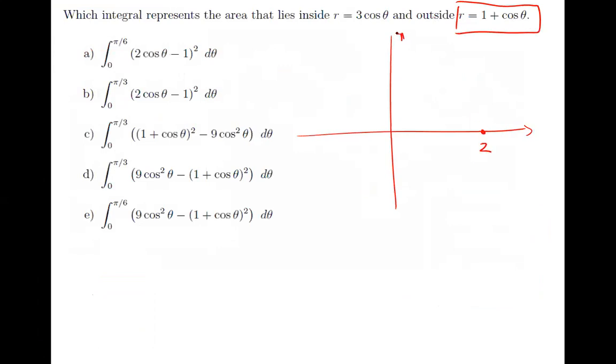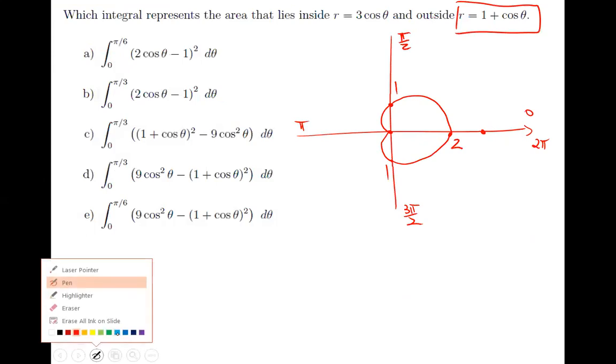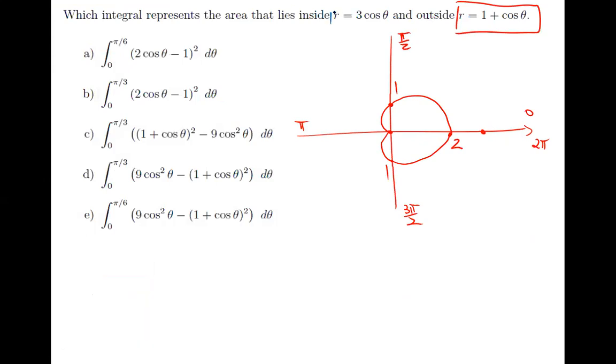Cosine at 90 is 0. Then it's 0 plus 1. Cosine at pi is negative 1. Then I will come back to 0 and then 1. Okay, that means my cardioid will be, let's say, 2, 1, and 1. A little bit too tiny. Okay. And what about the first one? I mean the first one in the question.